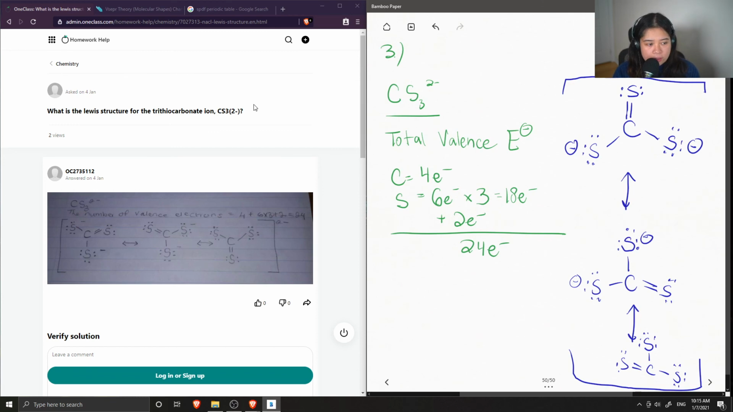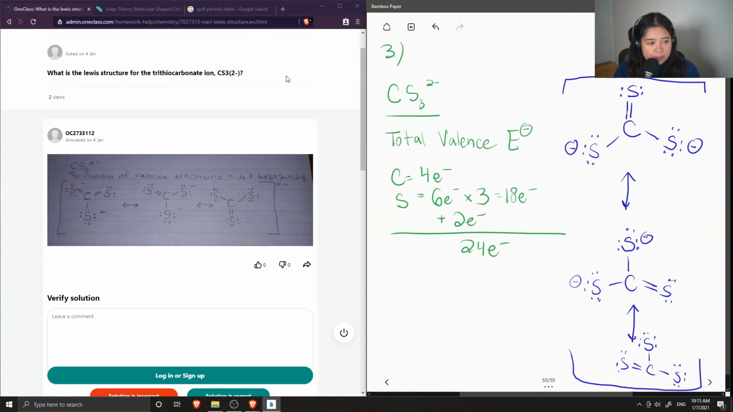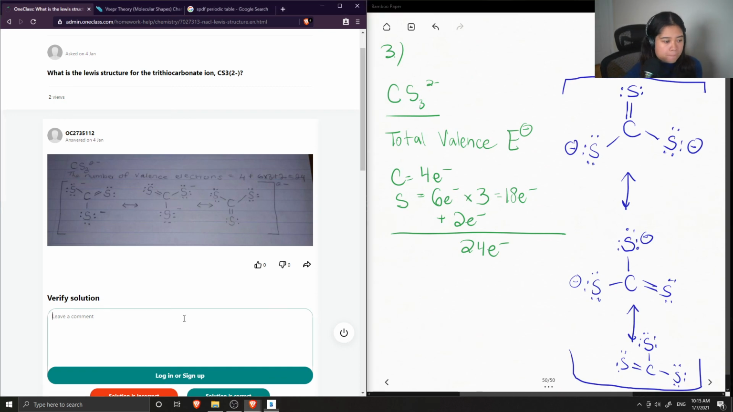And if we look at the junior tutors' answers, they also wrote out all of the different Lewis structures you could obtain for this trithiocarbonate ion. So this solution is correct.